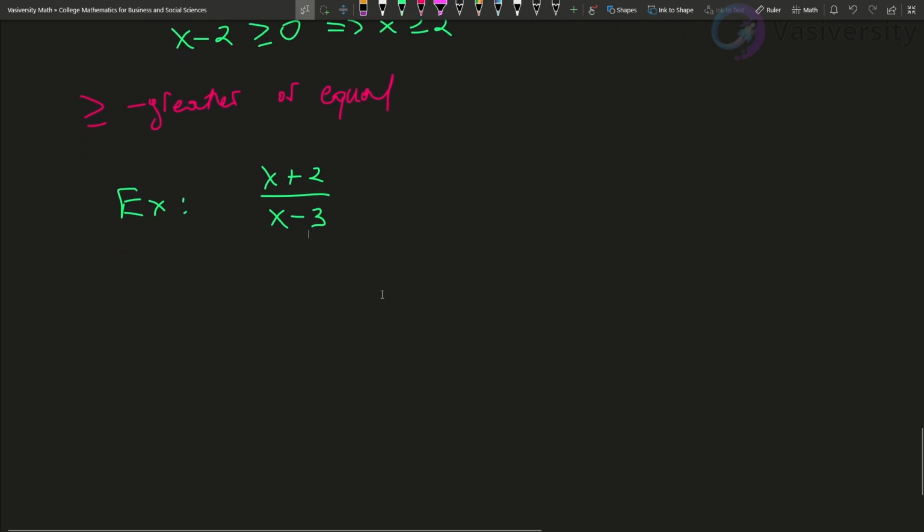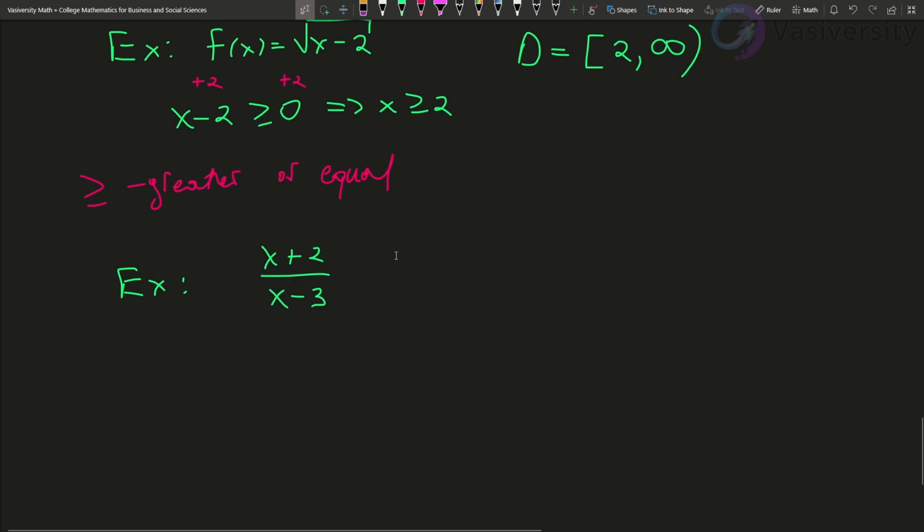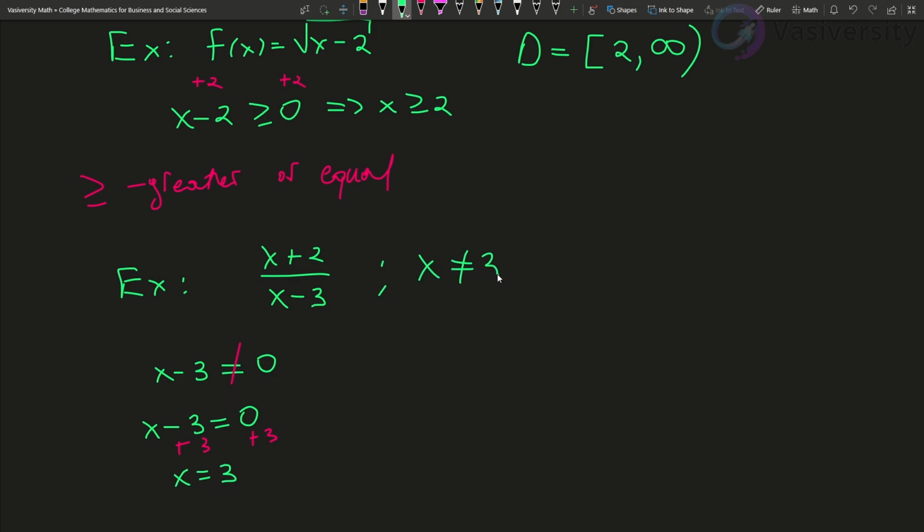Right, but now we have to think. Remember the rules which we learned last time. We know that we cannot divide by 0. So that means that x minus 3 cannot be equal to 0, ever. Right, so let's solve. When is x minus 3 actually equal to 0? Let's solve for it. So we can go ahead and add 3 to both sides. And we're going to get that x is equal to 3. So that implies that x can never be 3.